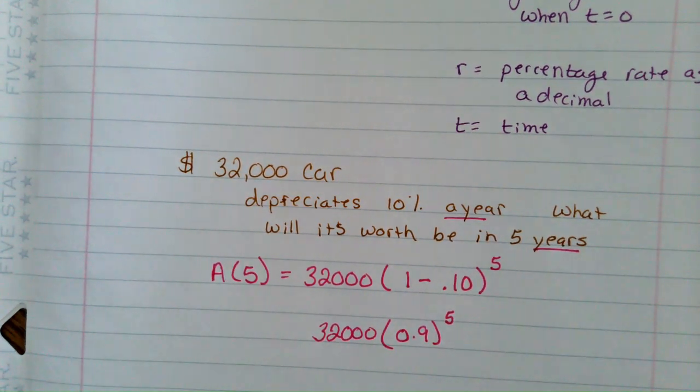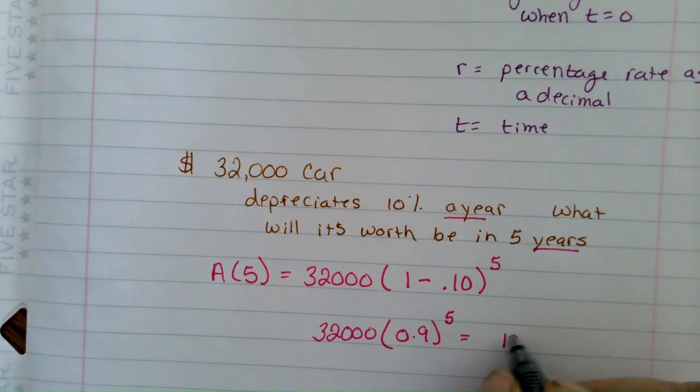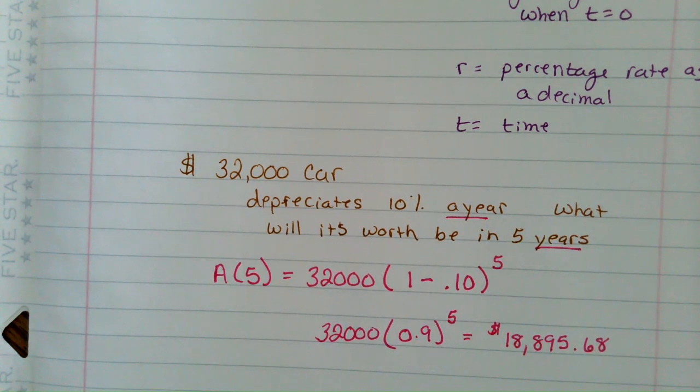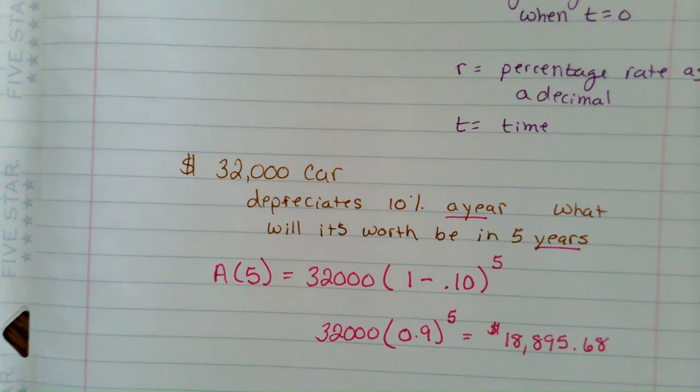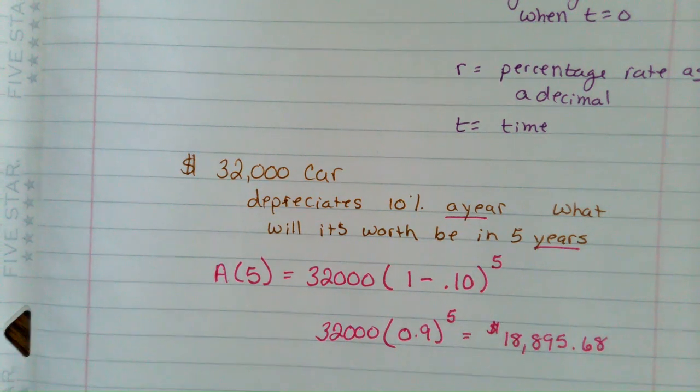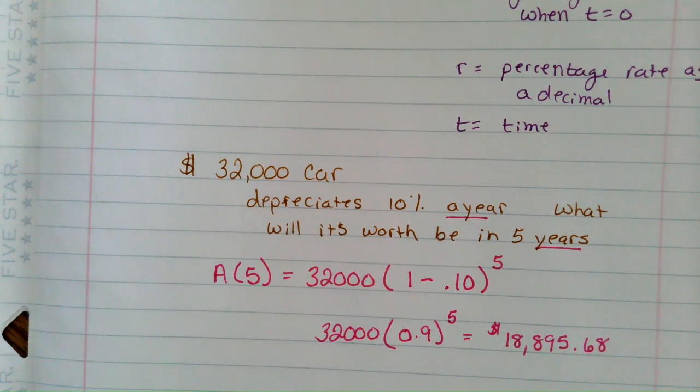Okay? So if you type that into a calculator, you're going to get $18,895.68. So keep that in mind that if you ended up borrowing money and you still owe $24,000 on your loan and it's only worth $18,000, you might want to pay off more at a time or something, right? But it's very important to understand that if something is going up, it's going to be a plus. If it's going down, it's going to be a minus.